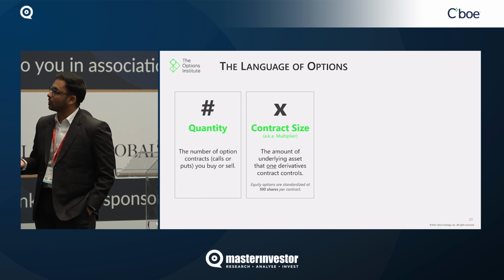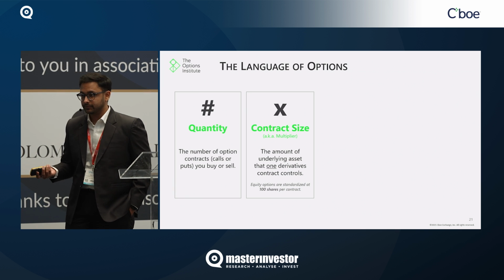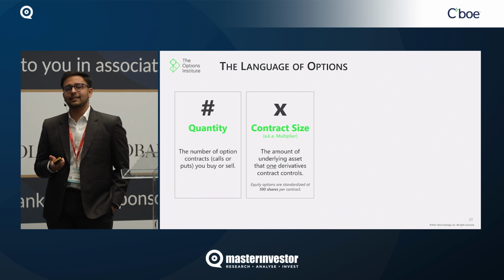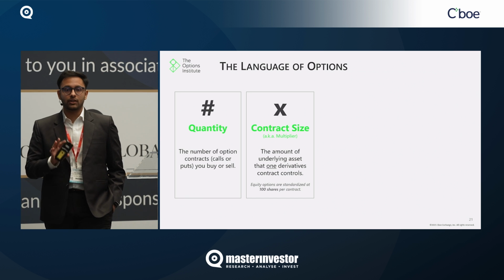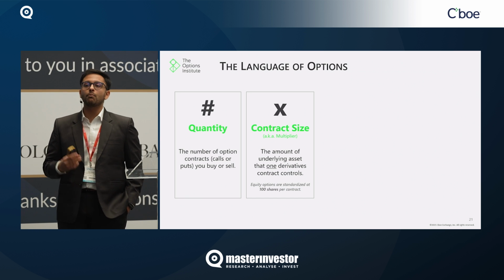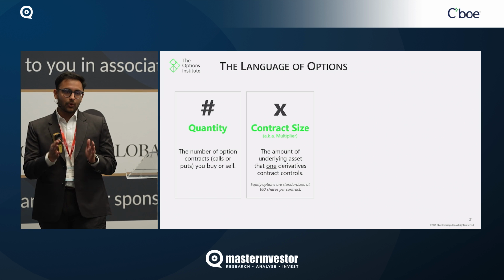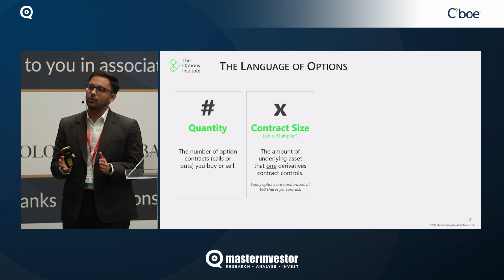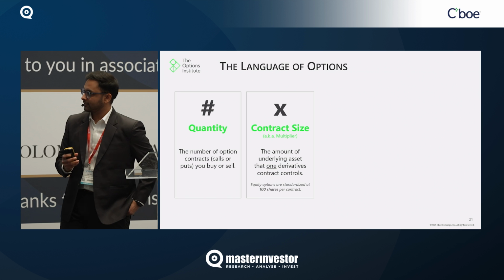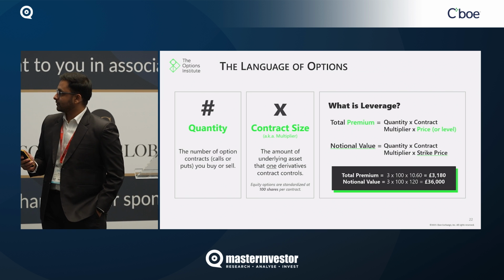And you've got contract multiplier or contract size. That is the amount of underlying asset that's controlled by one derivatives contract. So for example, for most equity options, this is a standard 100 shares. So each equity option mostly controls 100 shares of the underlying stock. Now to the leverage part.